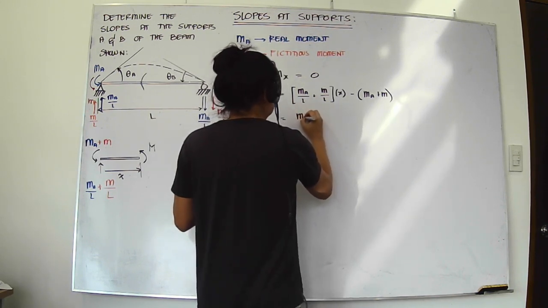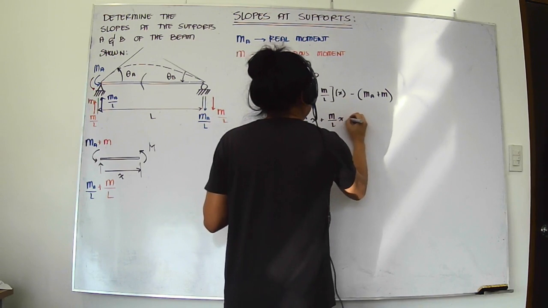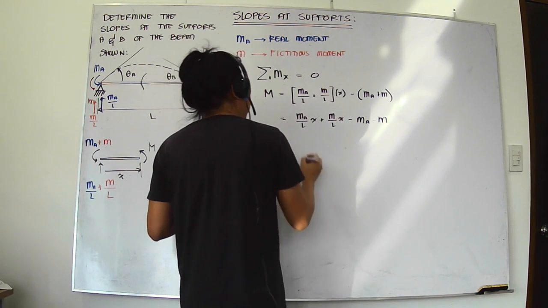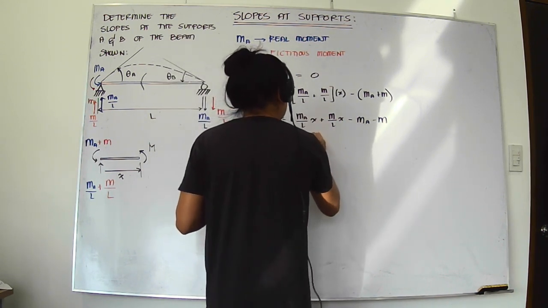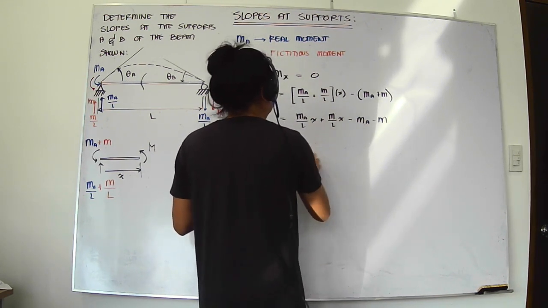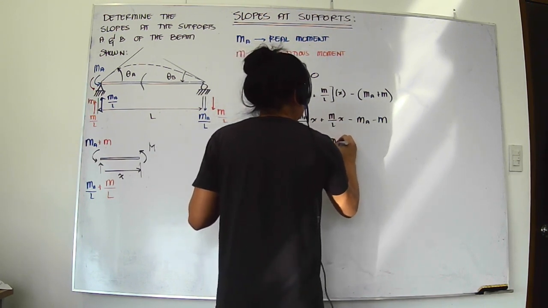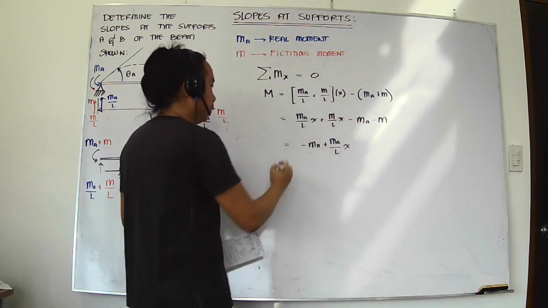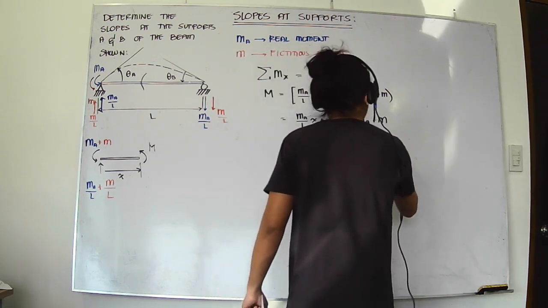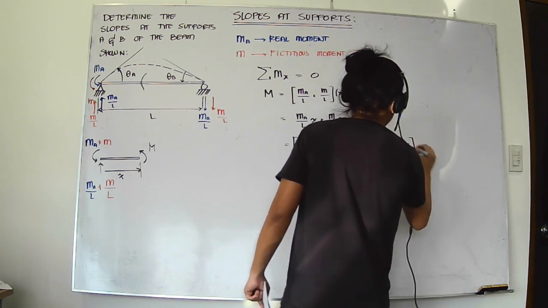So this becomes plus MLX minus ME minus M. Okay? So if we pair these terms, this should be equal to MA, negative MA plus MA LX. This is one group, plus negative M plus M over LX. Now we have one expression.